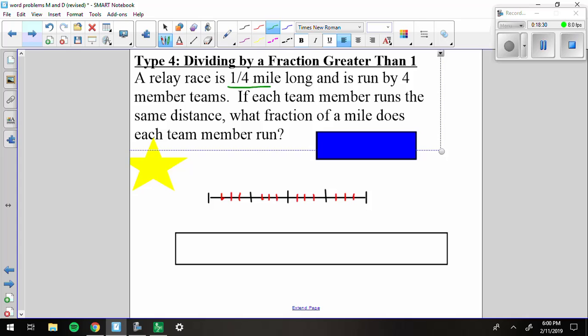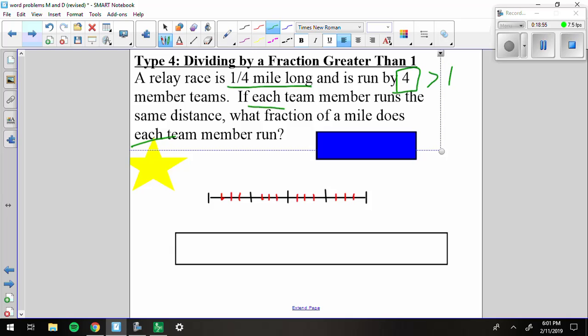We have our total. 4 is greater than 1. So now our quotient, if you remember, is going to be smaller than our total. And not only do we have an "each" 1 time in our question, but we have an "each" 2 times in our question. That means we are dividing.